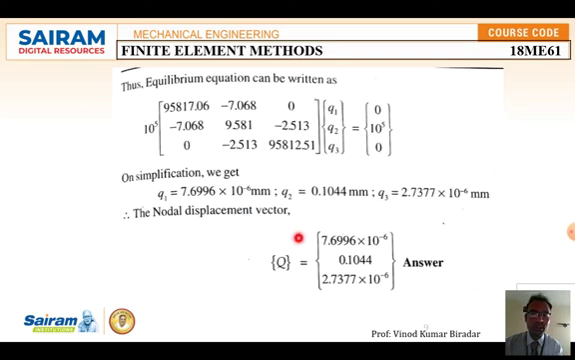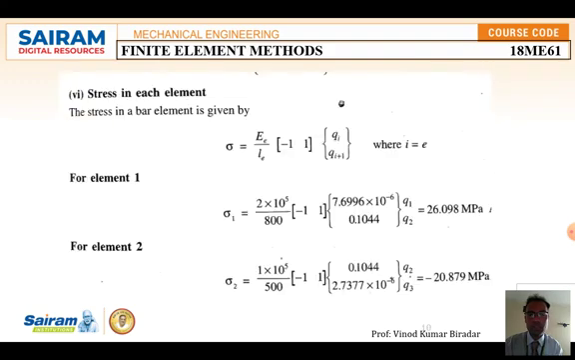Okay, that is you have to write in the matrix fashion, that is q1, q2, q3. Okay, q1 is equal to 7.699 into 10 to the power of minus 6, q2 is equal to 0.1044, and q3 is equal to 2.73 into 10 to the power of minus 6. These are the displacements. Okay, similarly calculate the stress in each element. The remaining procedure is the same.